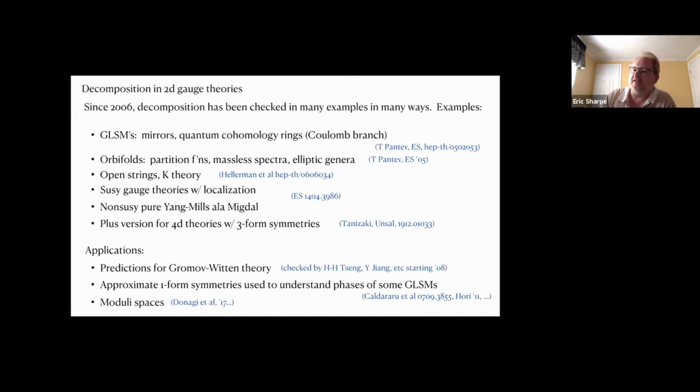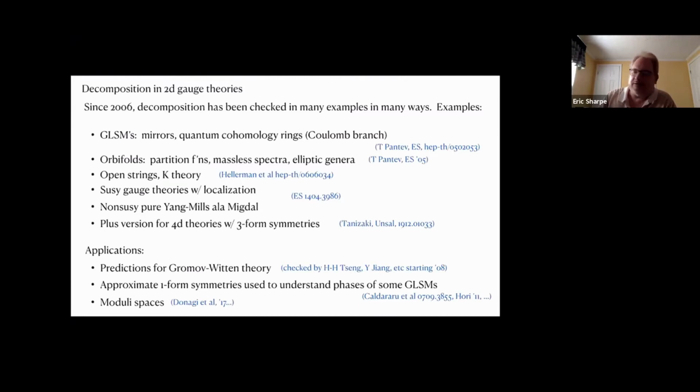Let me take just a minute to emphasize that what I'll be talking about is a two-dimensional theory with a one-form symmetry. And I'm not going to talk about other dimensions. If one wanted to talk about other dimensions, well, the type of form symmetry would change.